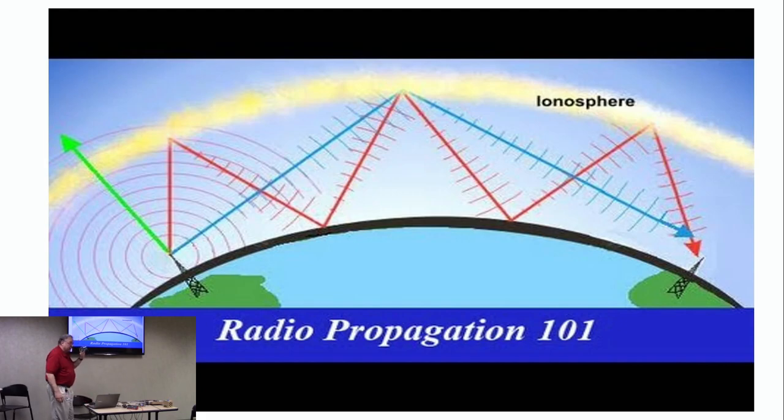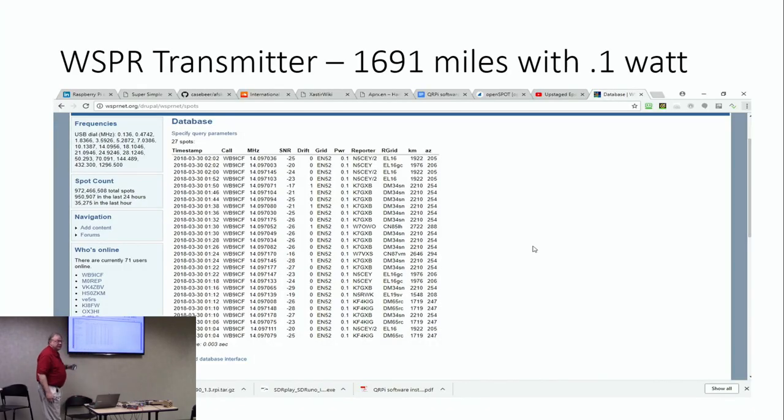So back in March, when I hooked this up, I wondered how far this will go. And it turns out, not too bad. Almost 1,700 miles from the Raspberry Pi, running anywhere between, I calculated, a hundredth of a watt up to a tenth of a watt.